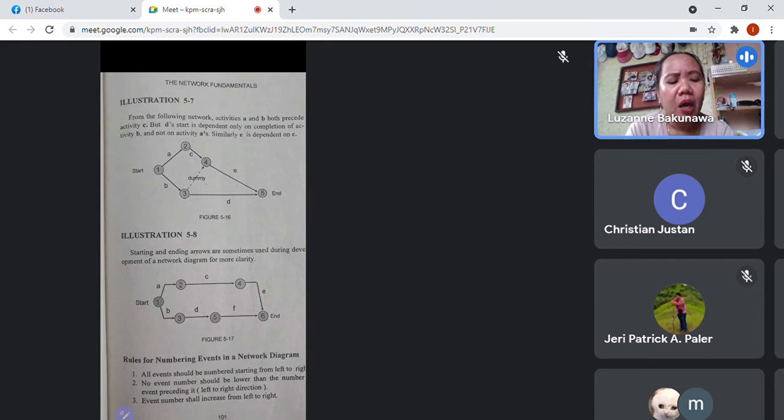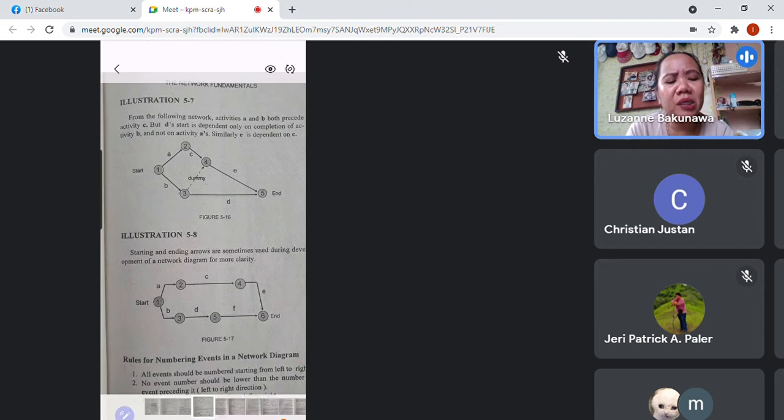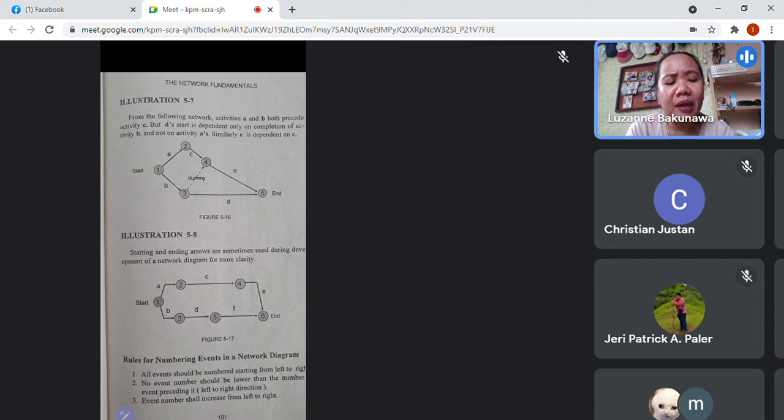Because why can't it go to node 2? These are both independent activities. Then he said that D starts only when activity B is finished, and not on activity A. So it's a different path. So this dummy is probably in the wrong place, guys. It should be here.